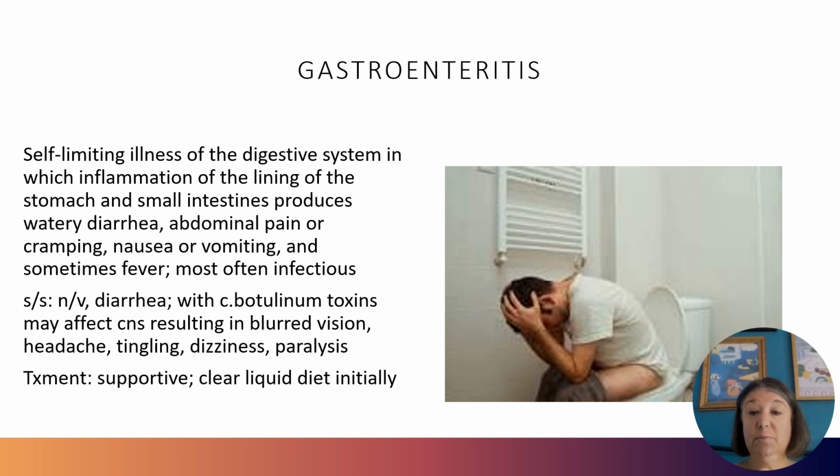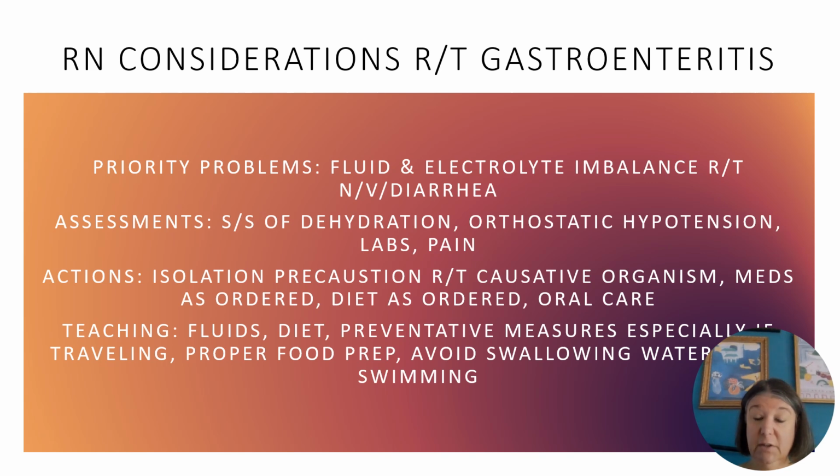So again, with this, we're going to slowly reintroduce foods. You know, the system just kind of blew up. We don't want to put heavy things on it. We want to avoid caffeine. We want to avoid milk. Our person should take slow sips of things, that sort of thing. So our priority problems related to gastroenteritis: possibly pain. You know, if your stomach is cramping like that, definitely pain. We're worried about that diarrhea related to hypovolemia and electrolyte imbalances. We're worried about nutritional status, the toxins that may have been ingested.